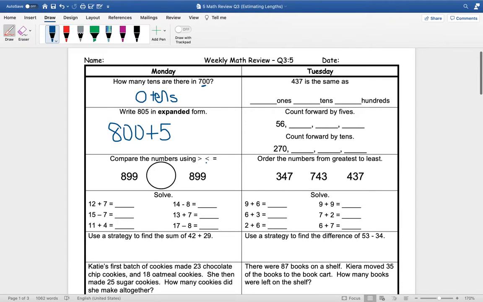Comparing the numbers using greater than, less than, or equal to. So remember, we start with our hundreds. Our hundreds are the same. Our tens are the same. And our ones are the same, which means this is equal to.